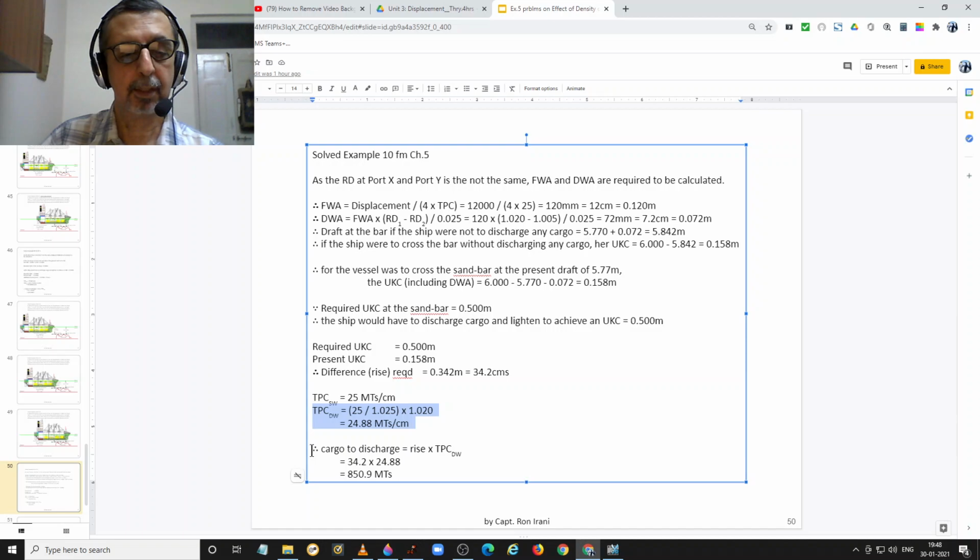Therefore, the cargo to discharge is equal to rise multiplied by the TPC in dock water. The rise is 34.2 centimeters and the TPC in dock water is 24.88 metric tons per centimeter as we have calculated above, thus giving us an answer of 850.9 metric tons.